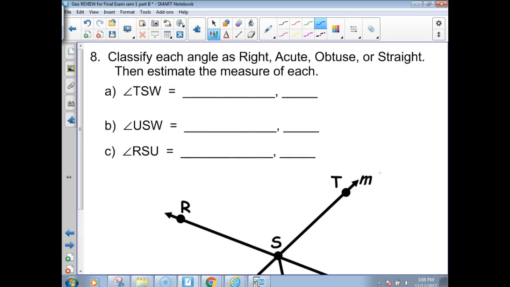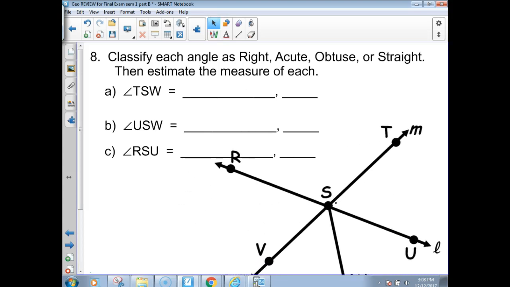Okay, classify each angle as right, acute, obtuse, or straight. I'm going to move this up so I can see these angles.